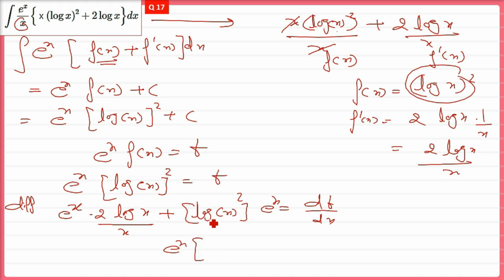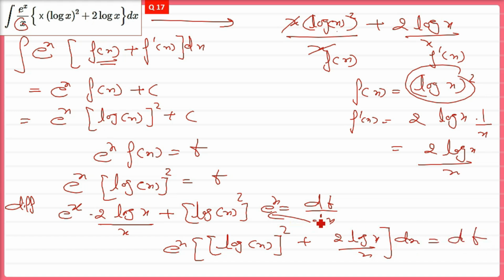I take e^x outside, (log x)^2 as the first term, and then 2 log x divided by x as the second term. dx we bring to the left, and on the right it is dt. When you integrate this, you don't have to integrate the left hand side because it is already the original integral. This has come from the original equation only. I told you how I simplified it. So the integration will be simply t plus c.